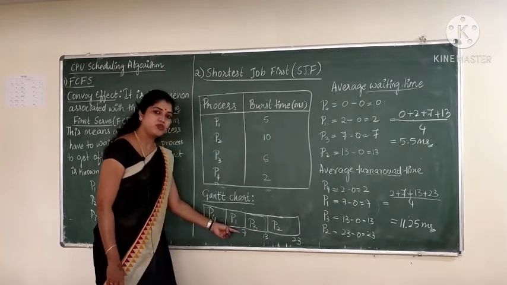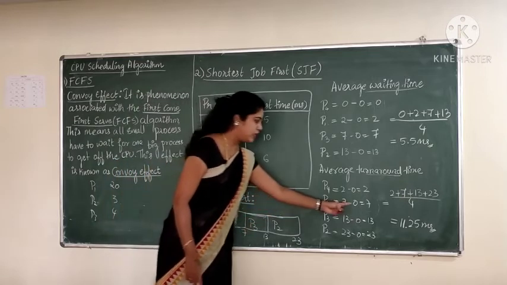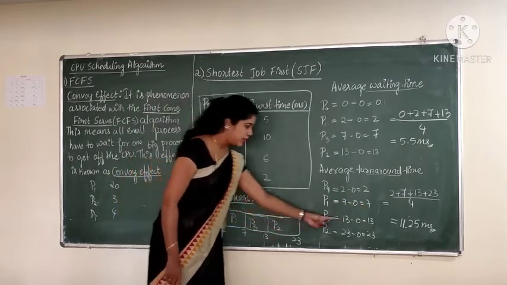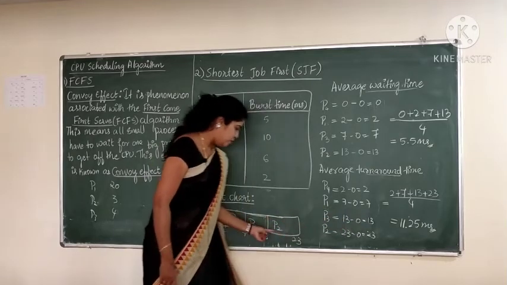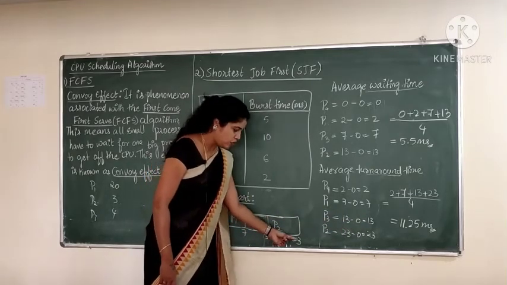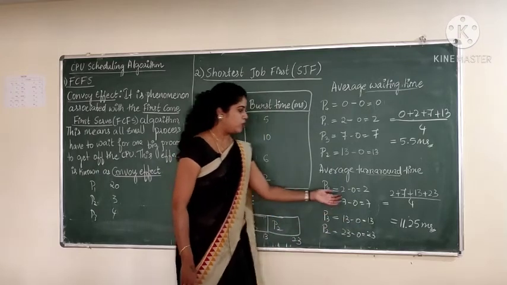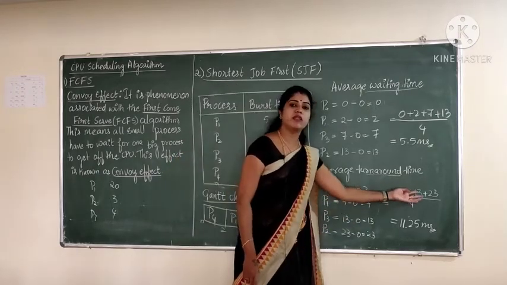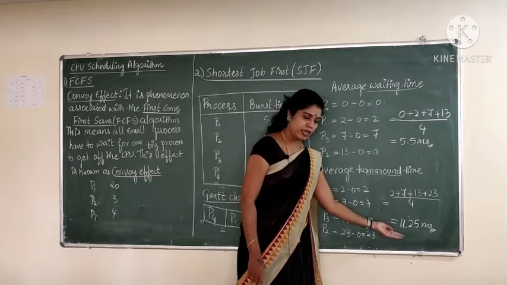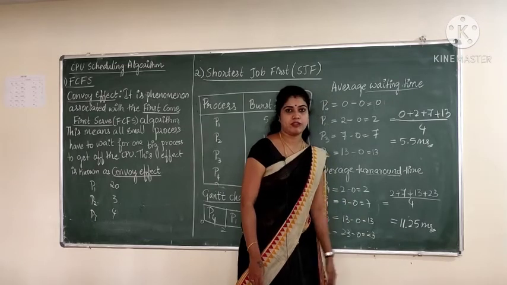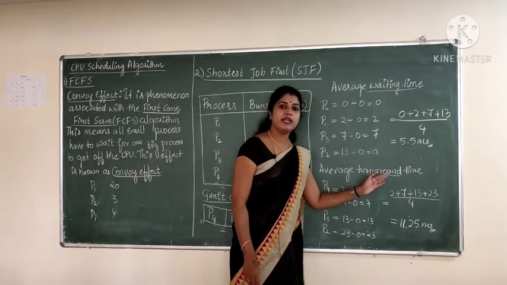And P1 finished with 7. 7 minus 0 you got 7. And P3 finished with 13. 13 minus 0, 13. And P2, last one, finished with 23. 23 minus 0, you got 23. Okay, so again coming to an average, 2 plus 7 plus 13 plus 23 divided by 4. You will be getting 11.25 milliseconds. Okay, so this is the way you calculate turnaround time.